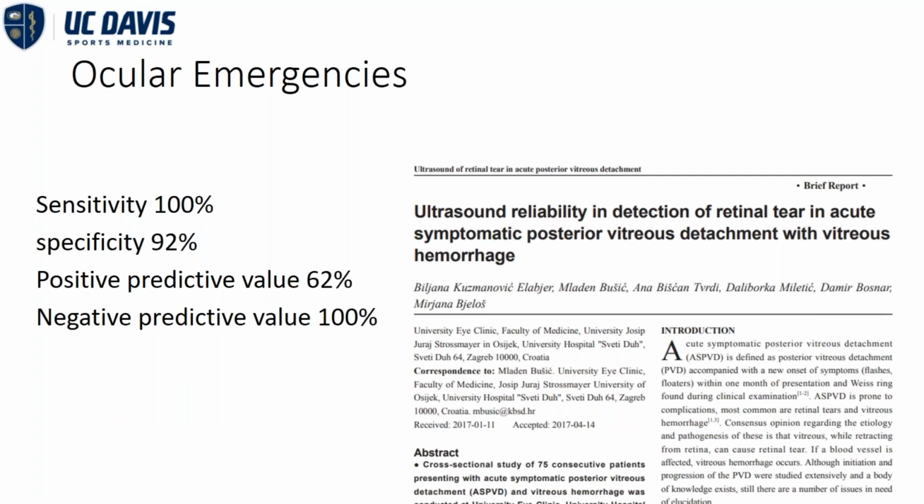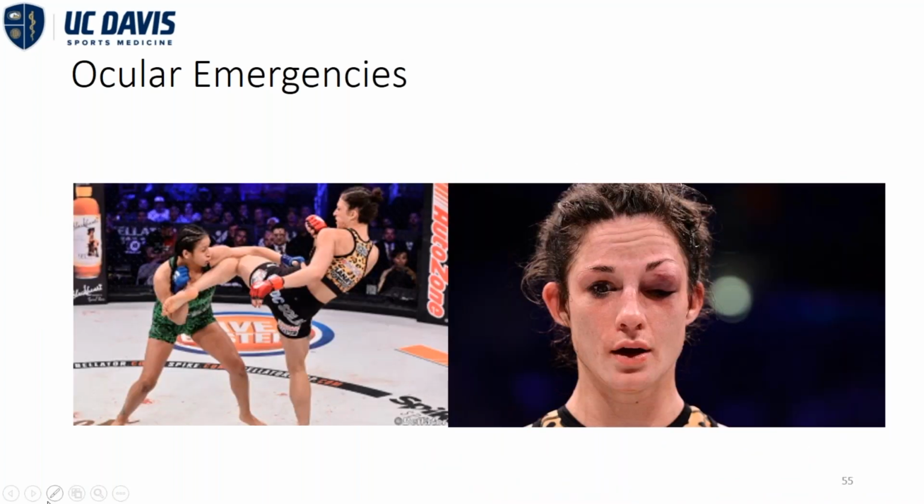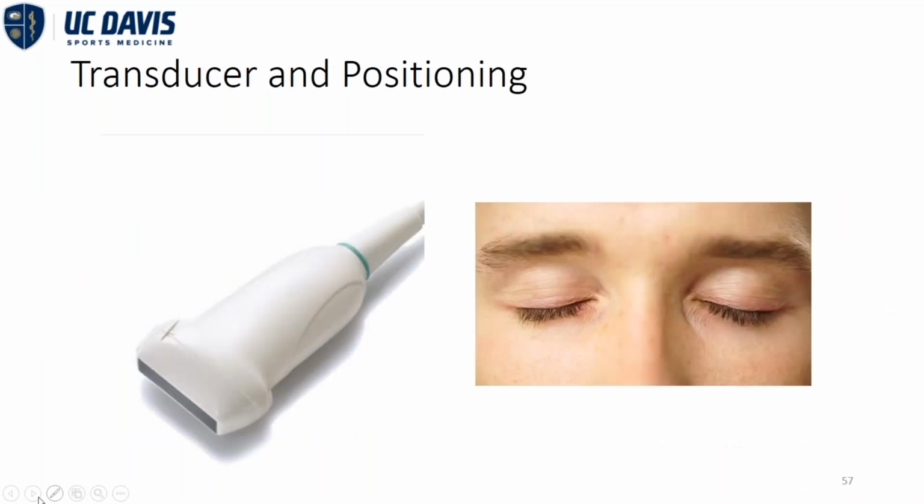And actually, the eye, of all the things I've talked about, is one of the best things to ultrasound. Sensitivity for vitreous hemorrhage and retinal detachment is 100%. Now, I'm not a statistician, but I feel like sensitivities of 100% are pretty darn good. Specificity of 92%, positive predictive value of 62%, negative predictive value of 100%. So what are we going to do on this one? We're going to select the high frequency linear transducer because we want very crisp images, and they're all superficial.